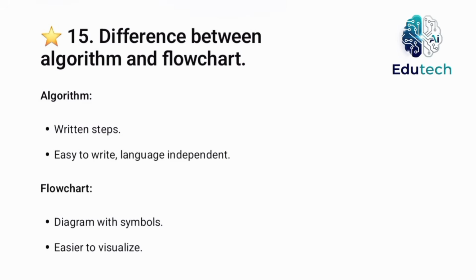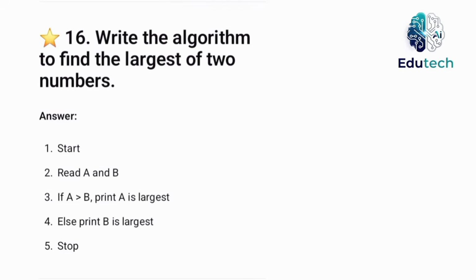Difference between algorithm and flowchart. Algorithm means written steps, easy to write, language independent. Flowchart means diagram with symbols, easier to visualize. Write the algorithm to find the largest of two numbers. Start, read A and B. If A greater than B, print A is largest, else print B is largest, then stop.